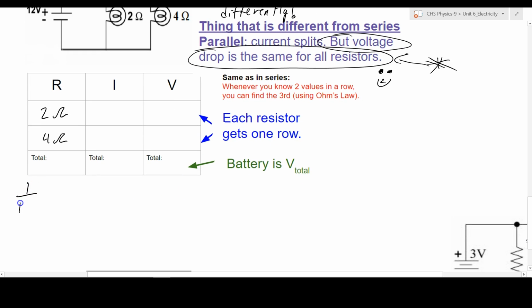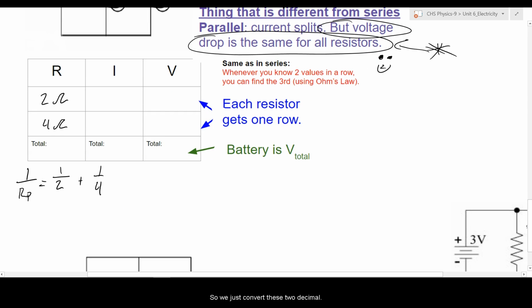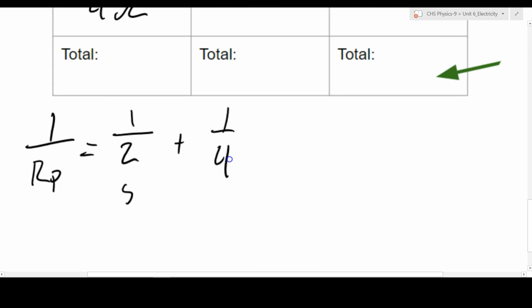1 over the total resistance for a parallel circuit equals 1 over 2 plus 1 over 4. And we'd keep adding more if there were more resistors, but there was only 2. So this is what we end up with. And so we just convert these to decimals. So I end up with, let's just zoom in here. Easier to see.